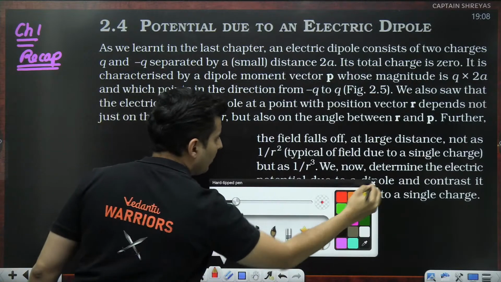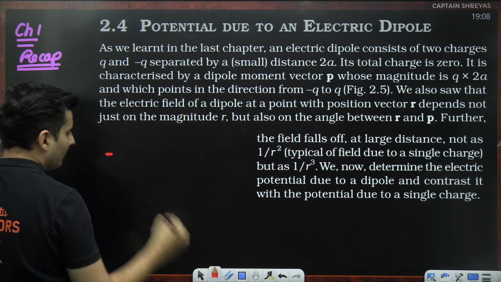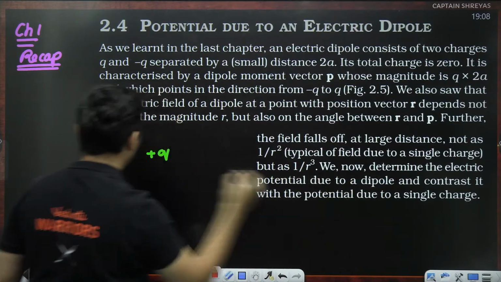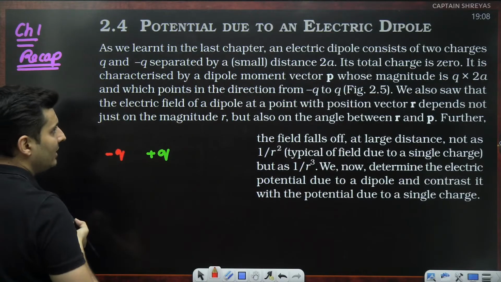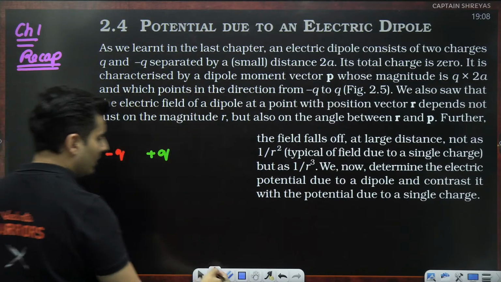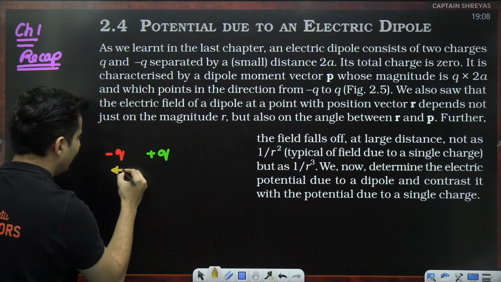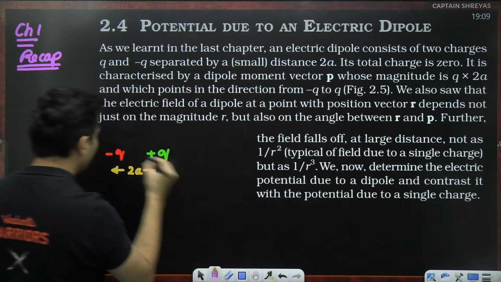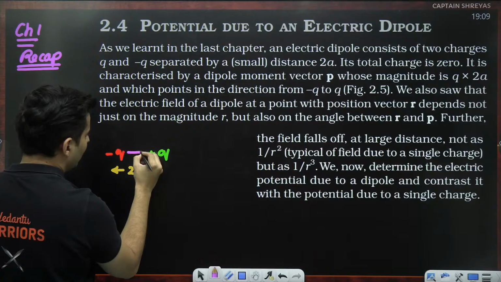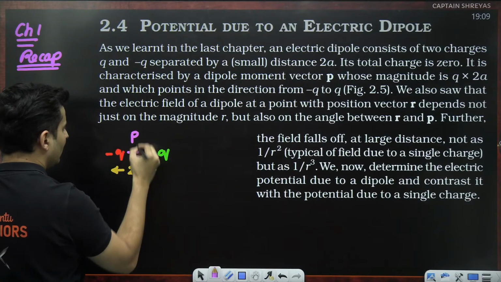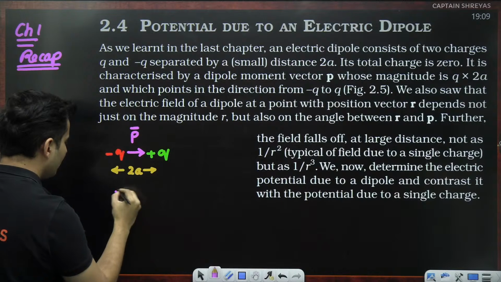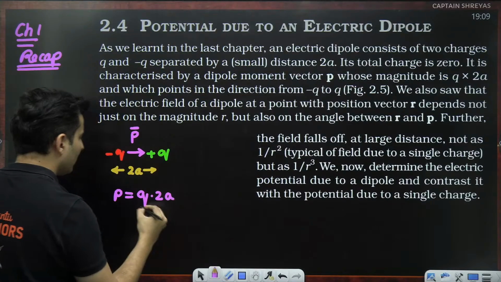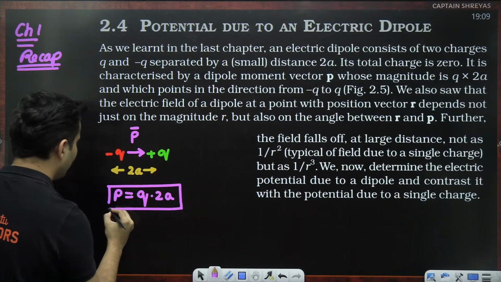So just to recollect what we have done till now, if there is a negative charge and a positive charge of the same amount, that is called a dipole. Two charges separated by a small distance. Remember, we had argued about why that 2a doesn't make sense, but still we use it because it is there in NCERT. And we define a dipole moment always going from the negative charge to the positive charge. This dipole moment magnitude is q into 2a. This is our dipole moment.